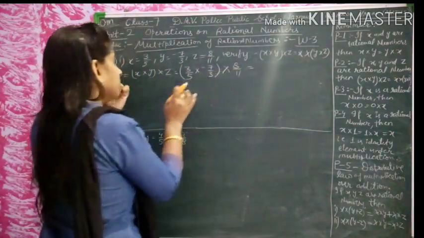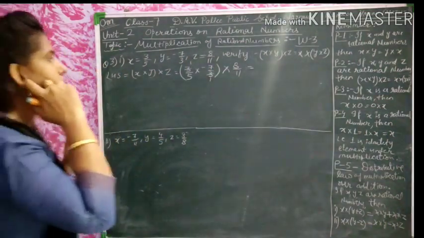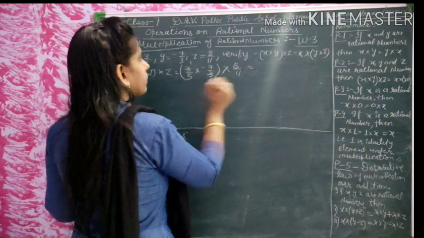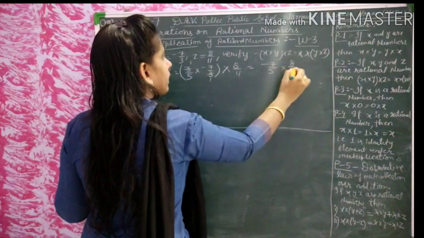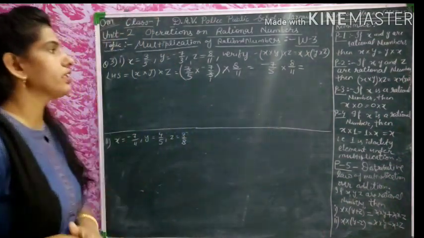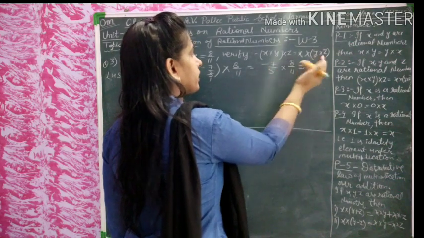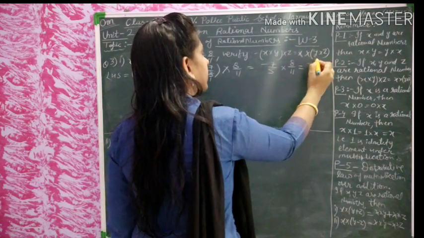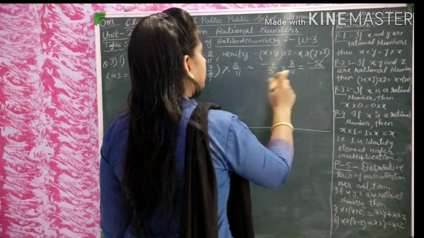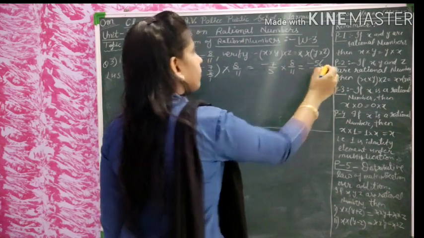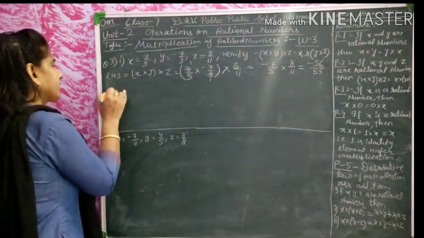So we are solving first this bracket: 3 ones are 3 and 3 ones are 3. Both are cut, and we get minus 7 by 5. Minus 7 divided by 5 into 8 by 11. No number is cutting each other. So students, we multiply the numerators: minus 7 eights are minus 56, and 5 elevens are 55. It is done here. Now we will go to the RHS side.